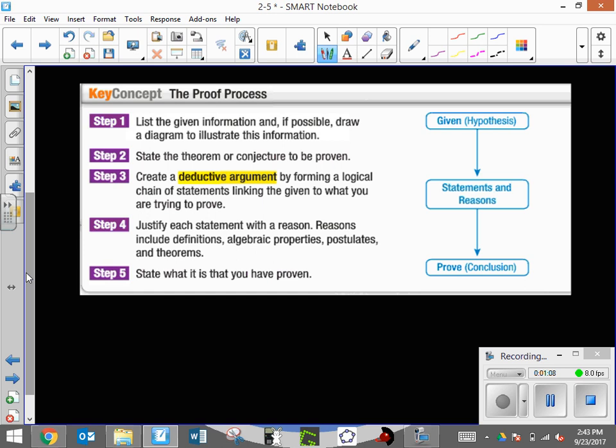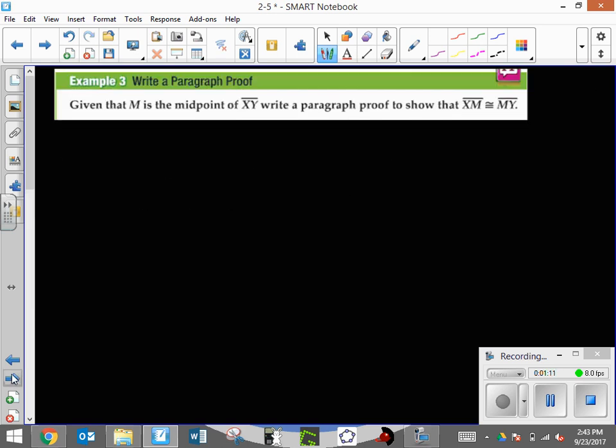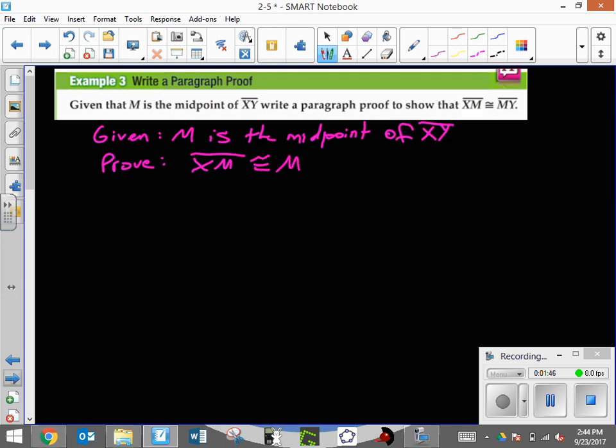Okay, so we're going to try one here. Oops, go to the next slide. Given that M is the midpoint of XY, write a paragraph proof to show that XM is congruent to MY. So I'm going to write this out just a little different for us. My given is that M is the midpoint of XY. And I'm trying to prove then XM is going to be congruent to MY.